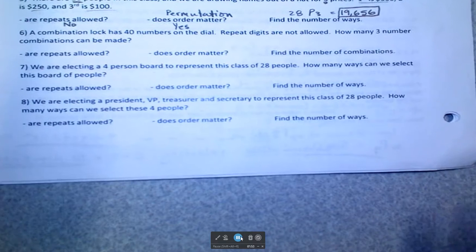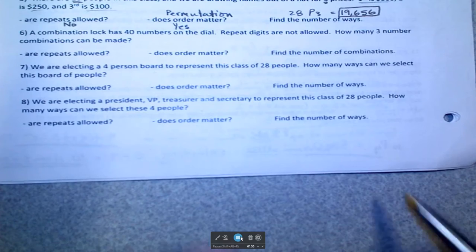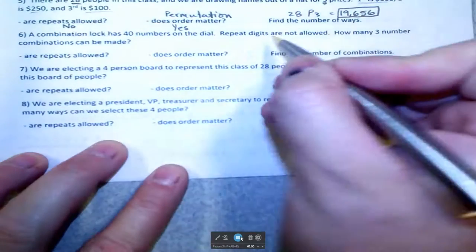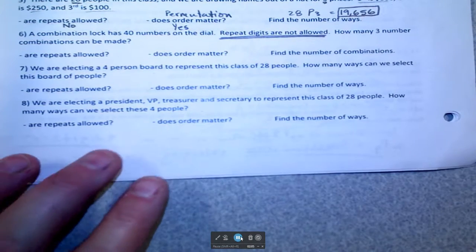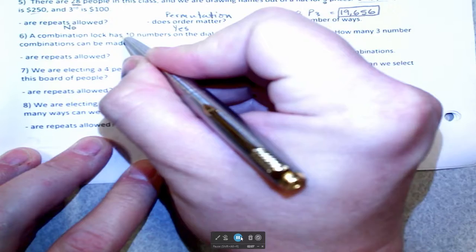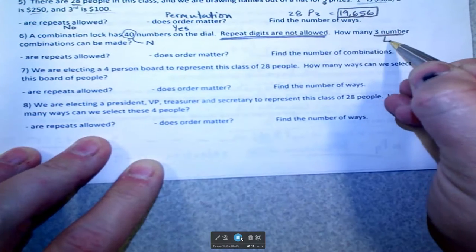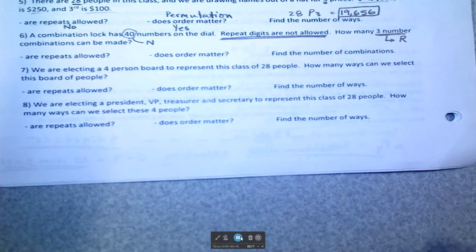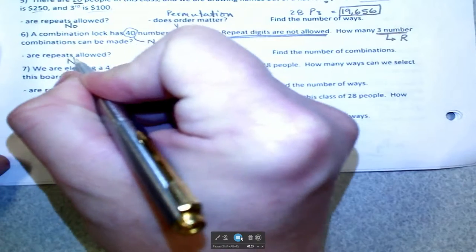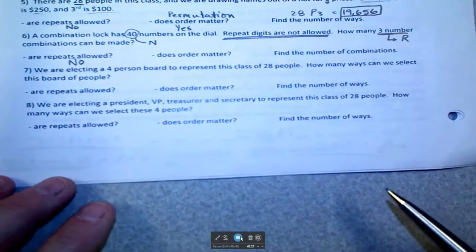So, a combination lock, like you had on your high school locker, has 40 numbers on the dial, and repeat digits are not allowed. So, repeats are not allowed. That means we can use permutations and combinations. Now, as soon as I know that, I have to find N and R. So, N is 40, and R is 3. So if you know N and you know R, the only question is: is it a combination? Is it a permutation? So are repeats allowed? The answer is no. Why? Because they told us in the problem.